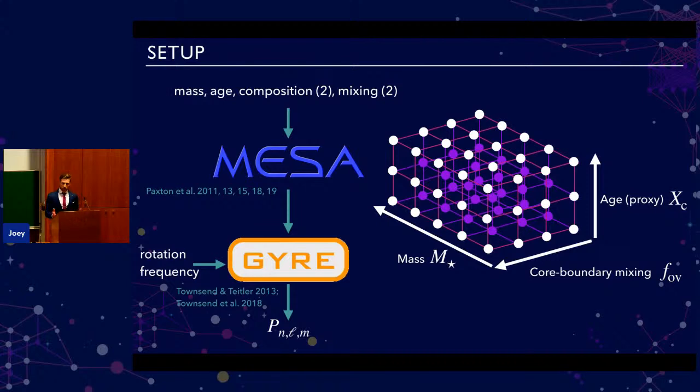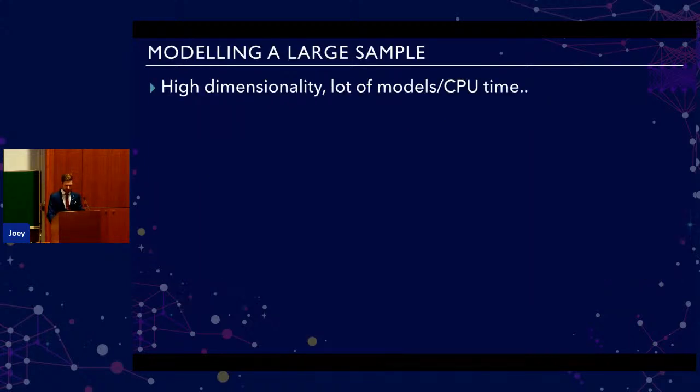So we compute a grid of models. Here I'm showing you just for different masses, different mixing, and different ages. Then what we try to do is this sort of grid search and select the model that best matches the observations. But in practice, it's not really 3D, but more like 6 or 7D. So you have this problem of quite high dimensionality, which means you need a lot of models and a lot of CPU time.